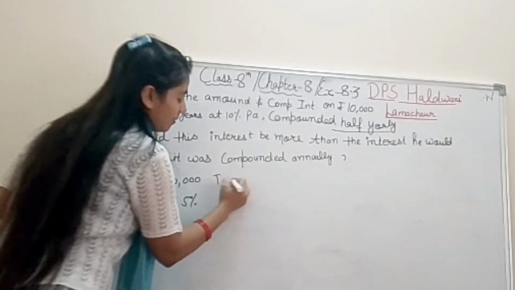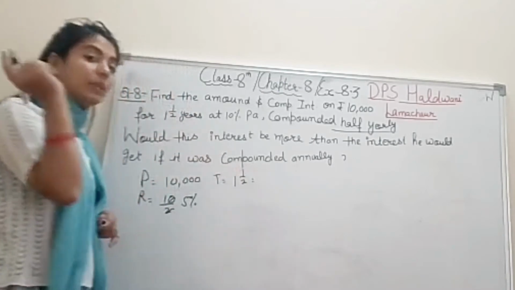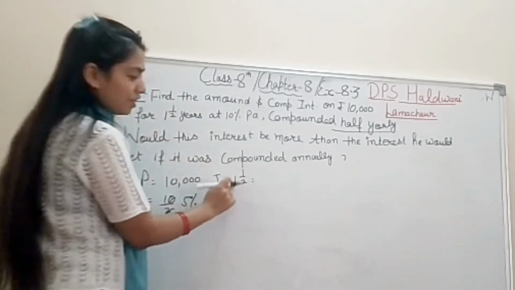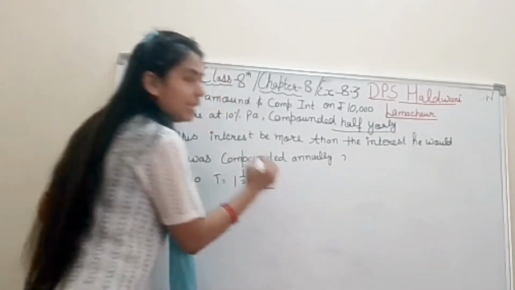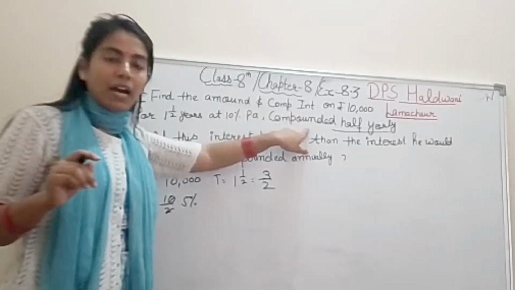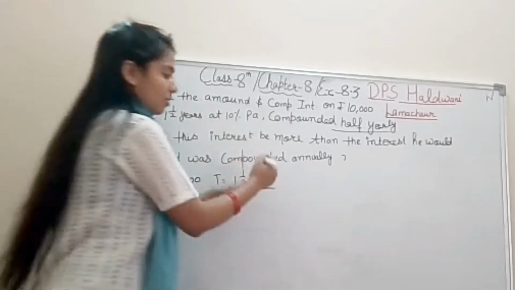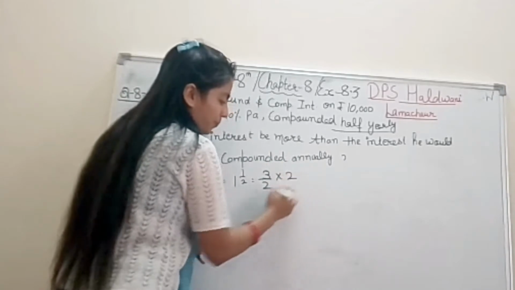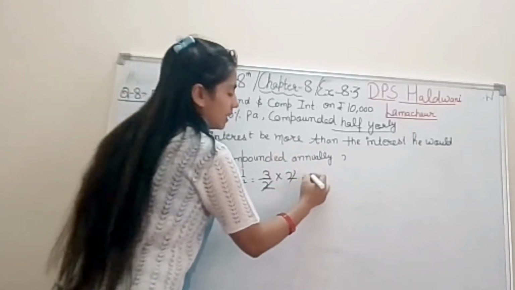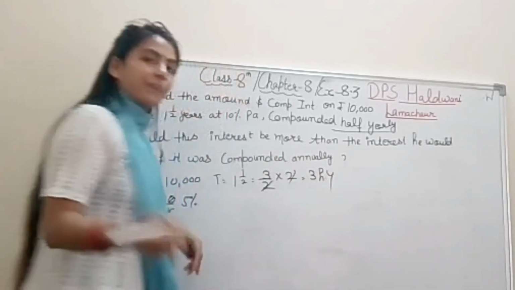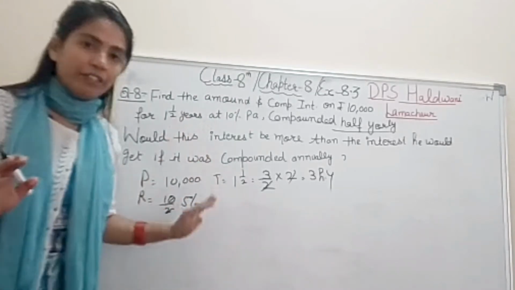And the time will be, first of all it is a mixed fraction. We will convert it into an improper fraction: 2 ones are 2 plus 1, 3 by 2 years. But compounded half yearly, so time will be double. So this into 2, the 2 will cancel out with 2. So that is 3 half years. Condition we took as per the given condition.